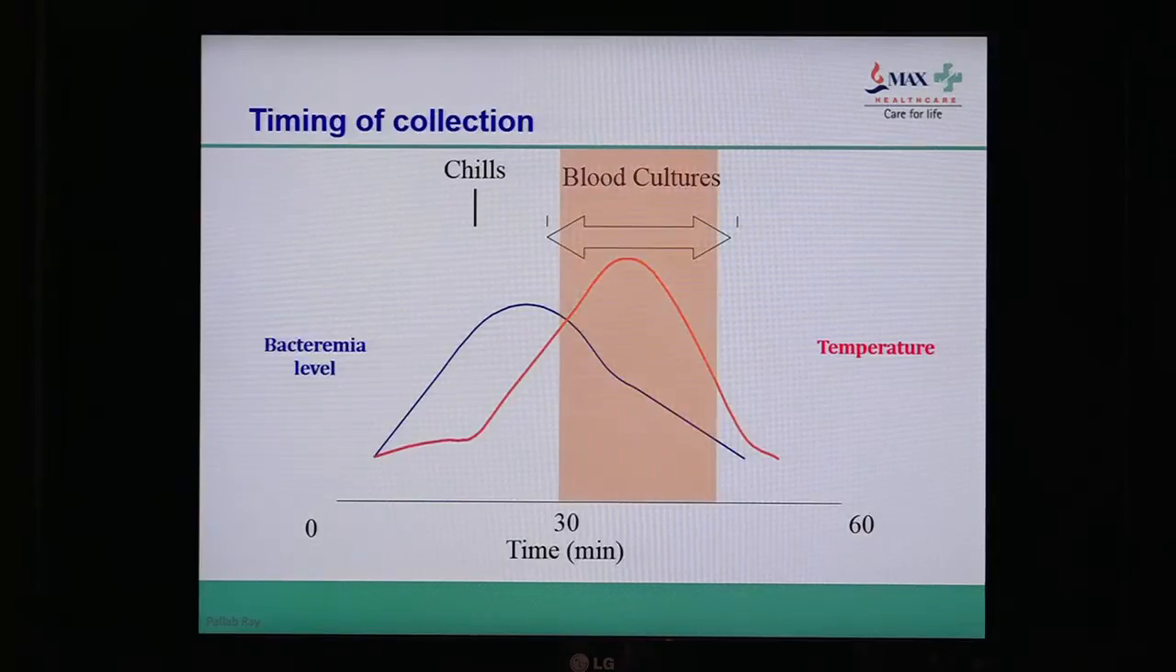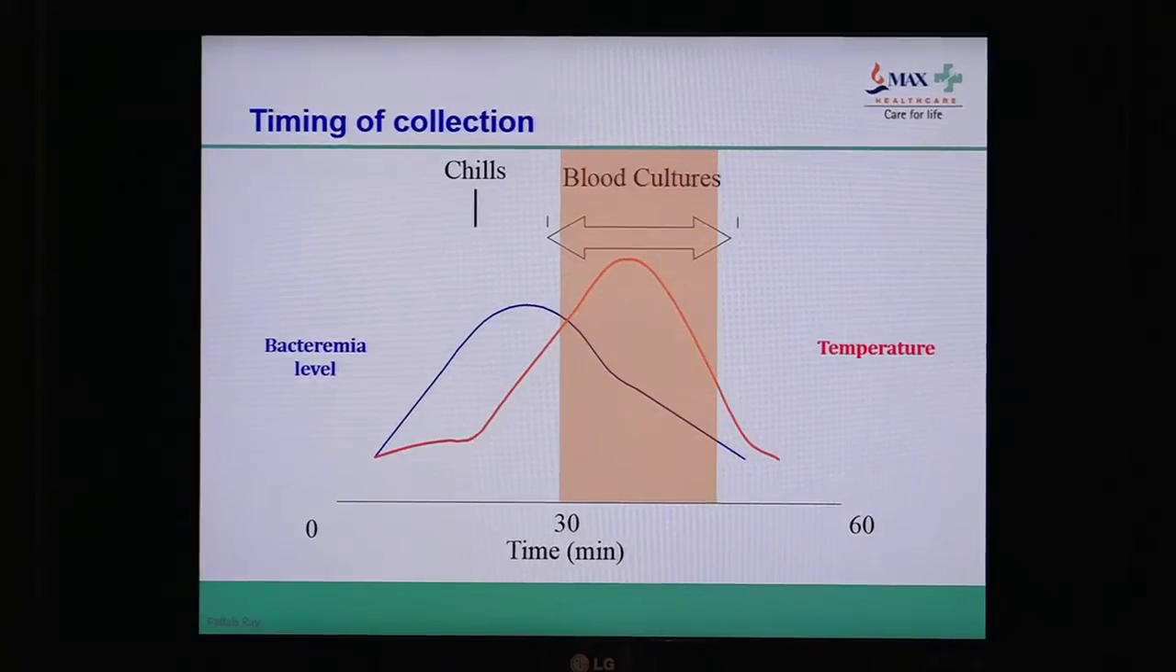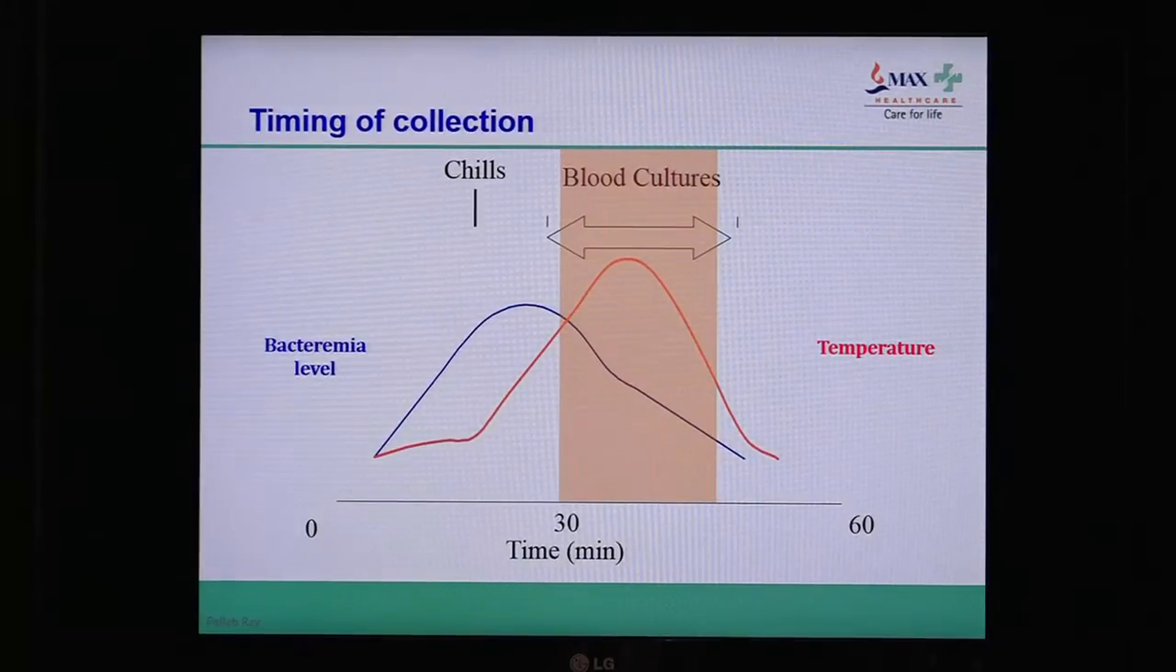But if you start antibiotics, that is the important thing. If you wait for the next spike of fever, you will miss the golden chance. So that is why practicing paired blood cultures is so important. There is a tremendous positivity. I'll show you the data. There is almost a 2 to 3 times increase in positivity if you use paired blood cultures.